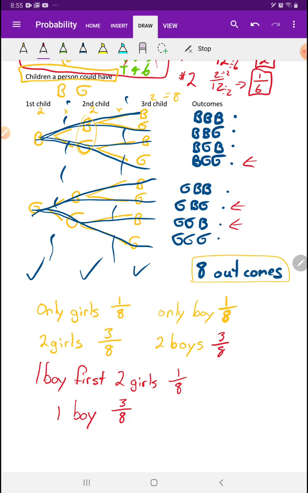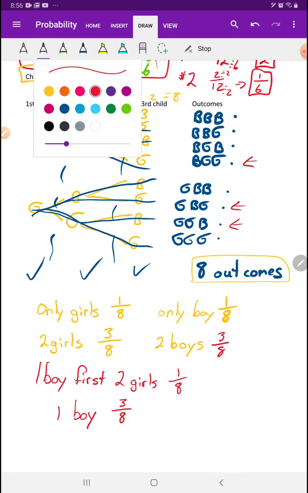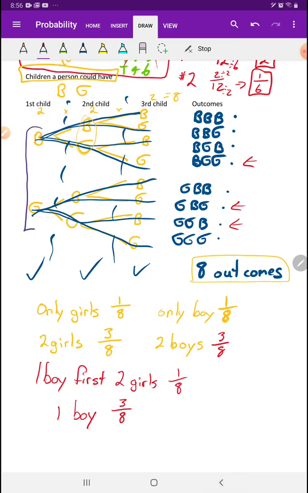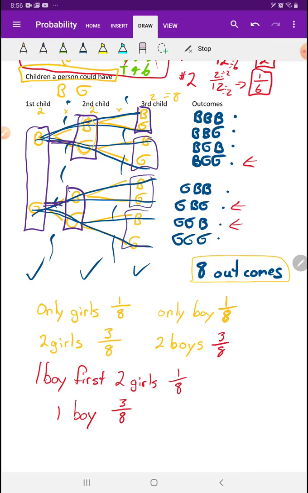Make sure when you write these out, your first choice is there, boy, sorry, boy, girl. Then your second choice is here, but you have to write it twice because you have to write it once for the boy and then once for the girl. Then your third choice is here, but you have to write it 4 times because you have to write it once for this one, once for this one, once for this one, and once for this one.